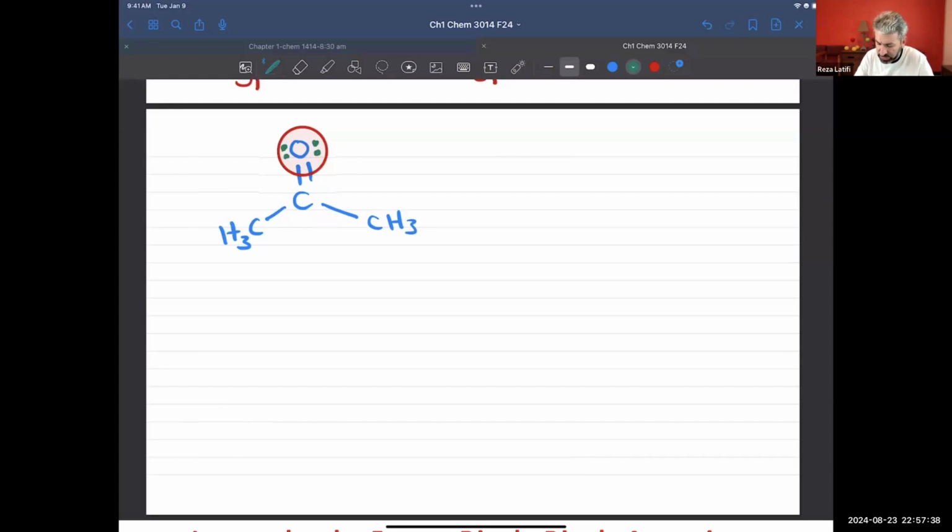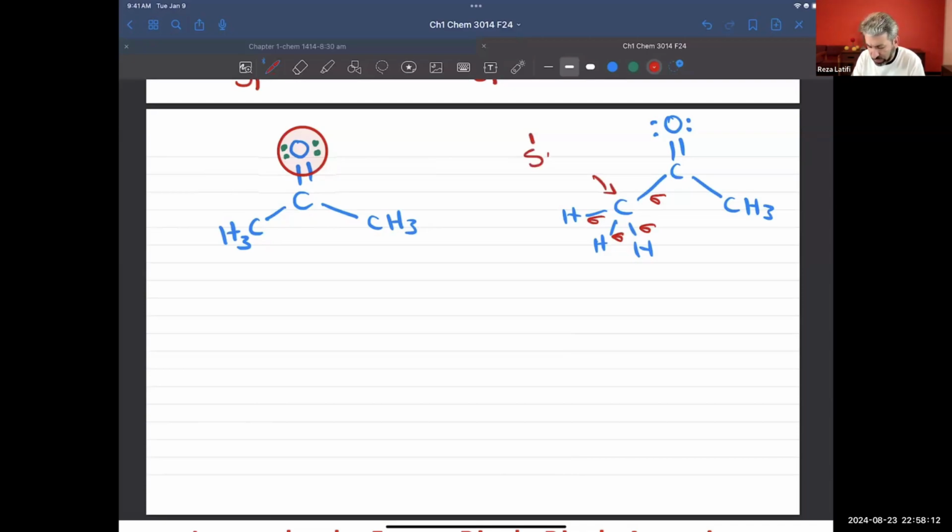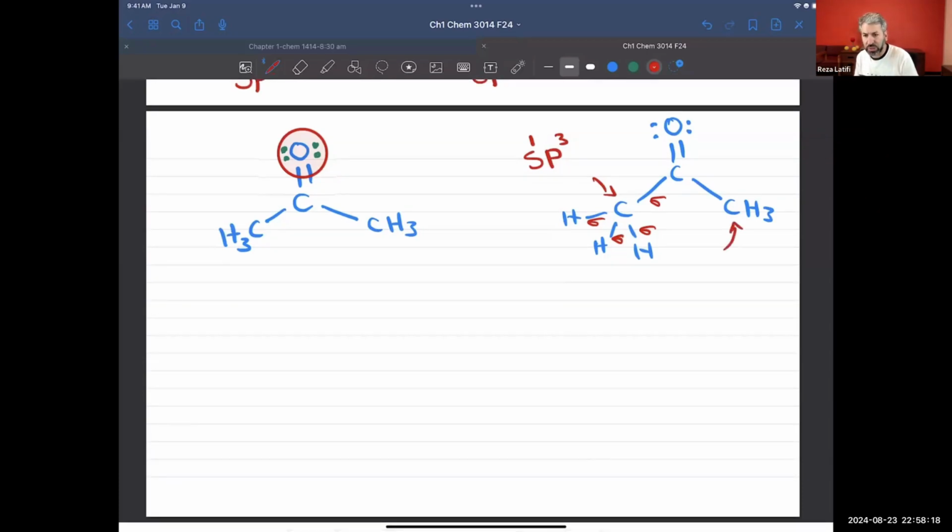Now let's assign the hybridization. Let me also show the hydrogens attached to the carbon. So this one is CH3. We have carbon here, and then oxygen with 2 lone pairs. The first carbon has 4 sigma bonds, which means its hybridization must be 1 from s and 3 from p. It will be sp3. This carbon is identical to the left one, so it will be sp3.